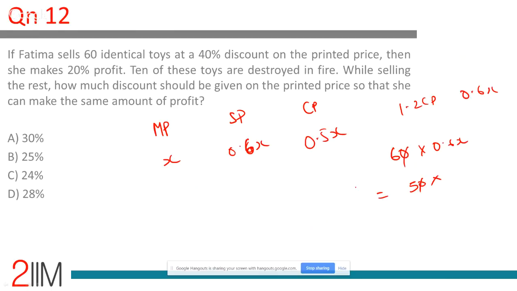Or 3.6x is 5 into something. So this number is 0.72x. How much discount should be given on the printed price so that she can make the same amount of profit? Cost price doesn't change. She makes the same profit, or she should make the same revenue, with 0.72x, so she'd give a discount of 28%.